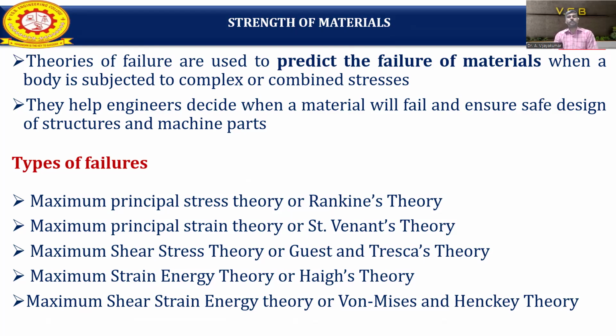These are the four types of theories of failure we are going to use in this module. First is the maximum principal stress theory, also known as Rankine's theory. Different persons invented or discovered these theories, which is why we also mention the names. The maximum principal strain theory, or Saint-Venant's theory. The maximum shear stress theory, or Guest and Tresca theory. The maximum strain energy theory, or Haigh's theory, and the maximum distortion energy theory, or Von Mises and Hencky theory.